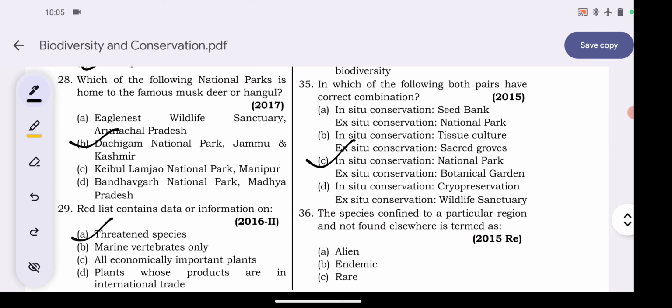Some other examples of ex situ conservation are zoological park, botanical garden, animal safari park, seed bank and so on. In situ conservation includes hotspot, biosphere reserve, national park and sanctuaries. So the answer will be option C.